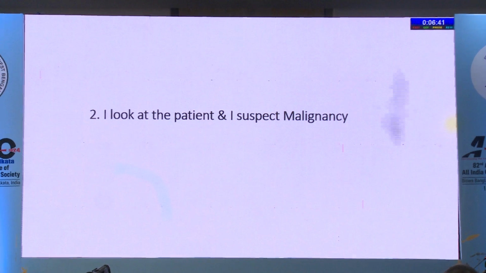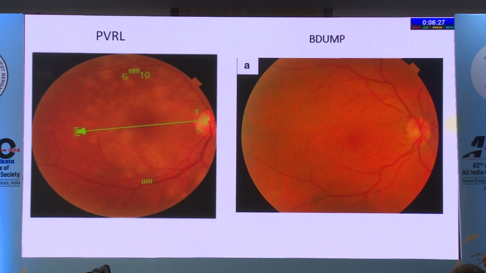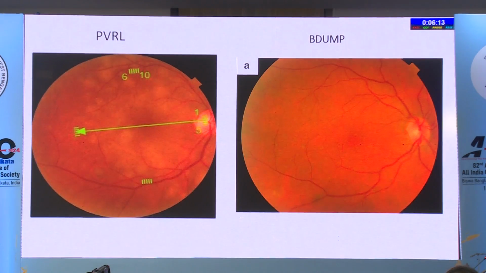The second is I look at the patient and somehow my sixth sense tells me, or my clinical acumen tells me, that it could be a lymphoma, it could be malignancy, or it could be metastasis. This is one such example. You see a patient coming with these deposits. You will find something is deposited in the subretinal space. It's neither retinitis nor choroiditis. Or you may have these small orangish nodules and they look something different. I do not know what it is, but I think it could be lymphoma.